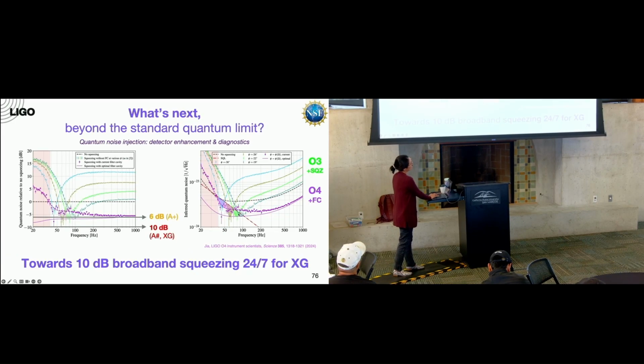Now, before this was just a paper on its own showing that macroscopic quantum correlations work. And now what we're doing is diagnostics, because what we can see is that these dips from frequency-independent squeezing without the filter cavity are better than the purple. Like here, we're doing better without the filter cavity than we are doing with the filter cavity, and why?